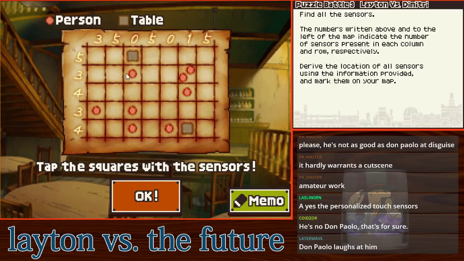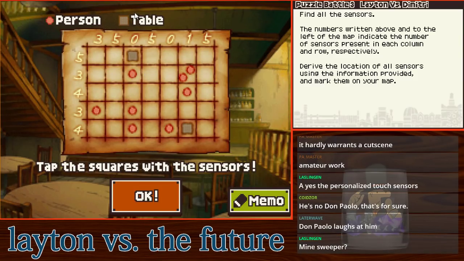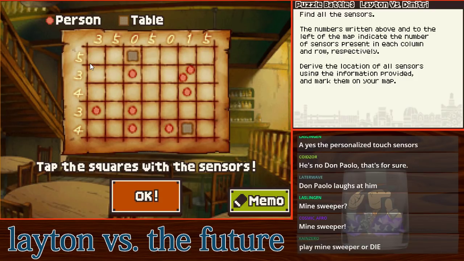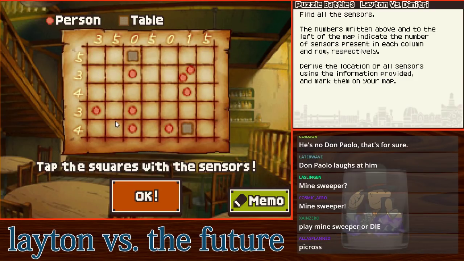So, what do these mean? Oh, person and table. Okay. So, in other words, there can't be any traps where there are people, right? And there are probably none where there are tables, right? I would assume so. Okay.